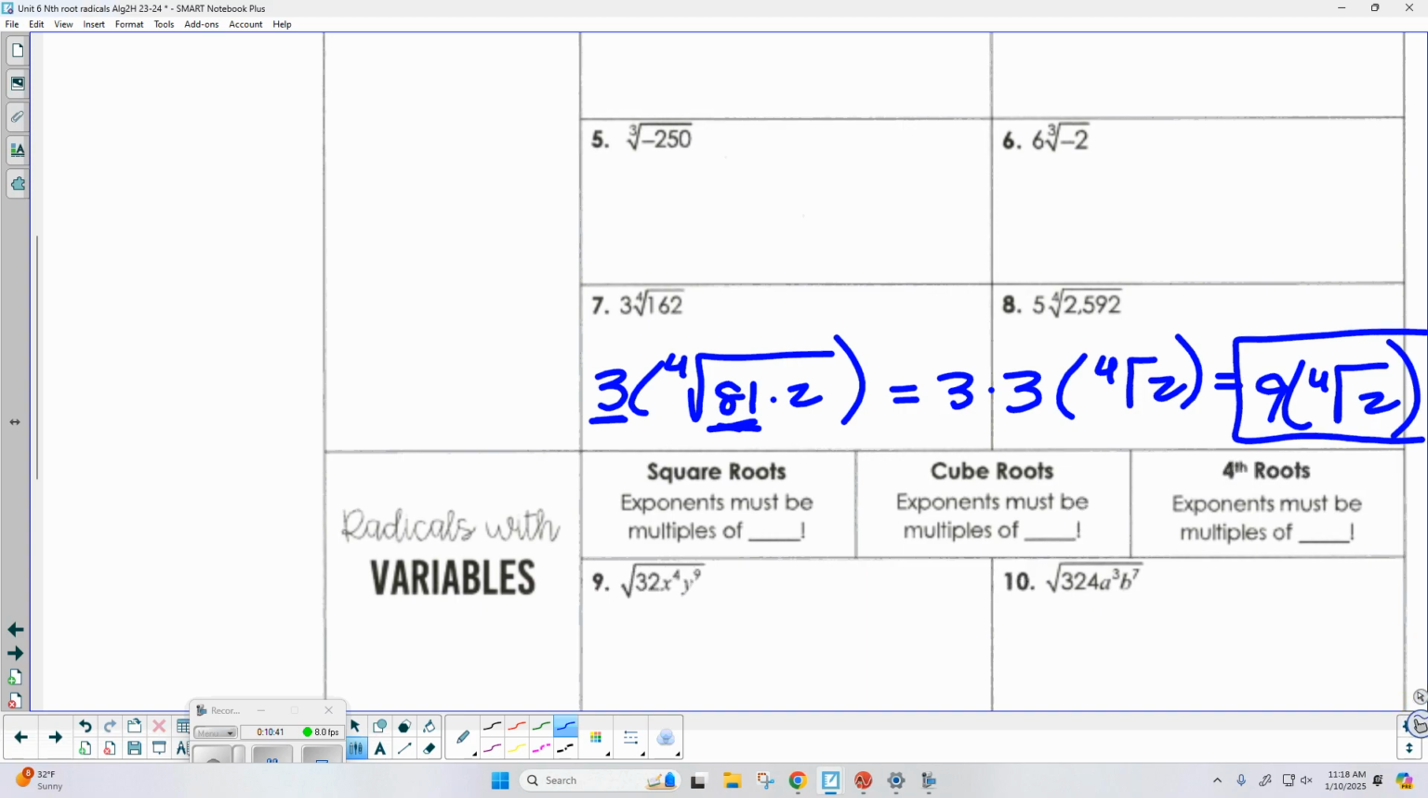And there we go. Same idea we've looked at previously. We're just looking at larger roots. So go ahead, try number 8. And then we're on our last section. So 5 times the 4th root of 2592.